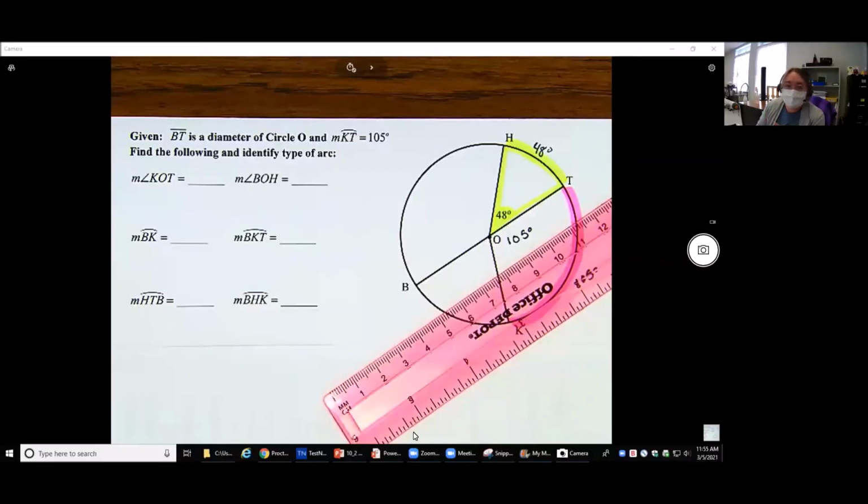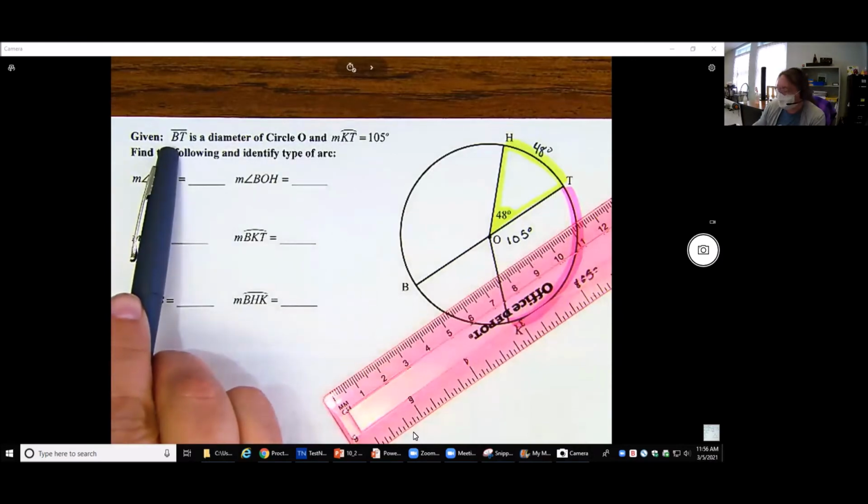All right, now that we've studied the vocabulary, let's go ahead and take a look at a couple of examples. This right here is circle O, and I know that because it's got an O right here next to the point that's in the center of the circle. And they've given us some information. So segment BT is a diameter of circle O.